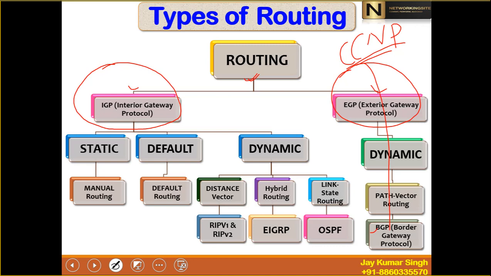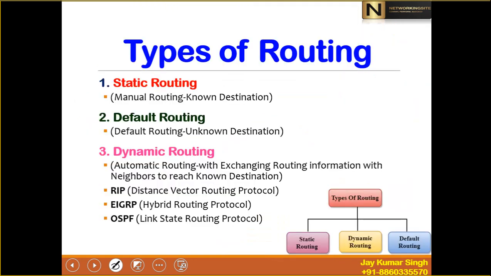But in this lesson, what we are learning is all about IGP. We will come to know static, default, and dynamic routing, and inside dynamic, RIP, EIGRP, OSPF. The metric calculations we came to know are used by dynamic routing protocols, not by static and default. So, the types of routing protocol are static, default and dynamic.